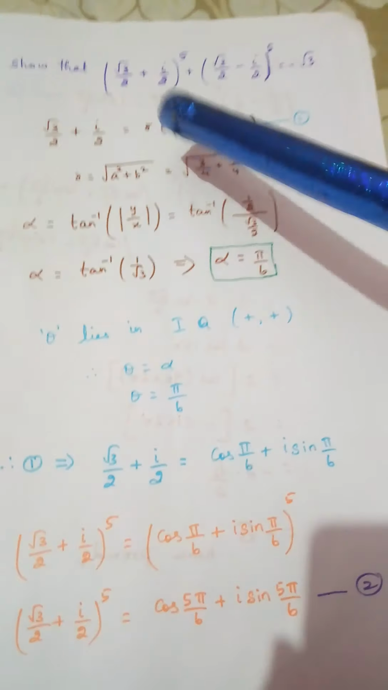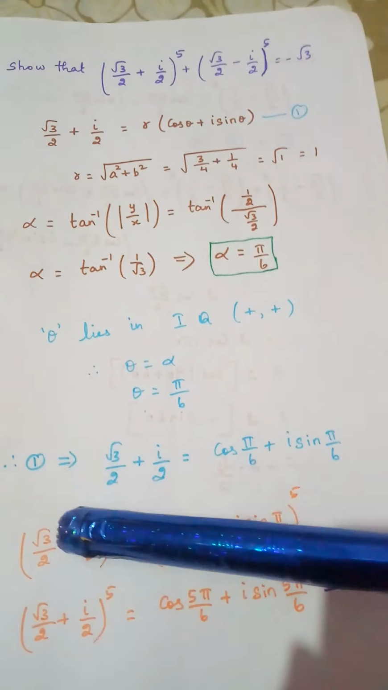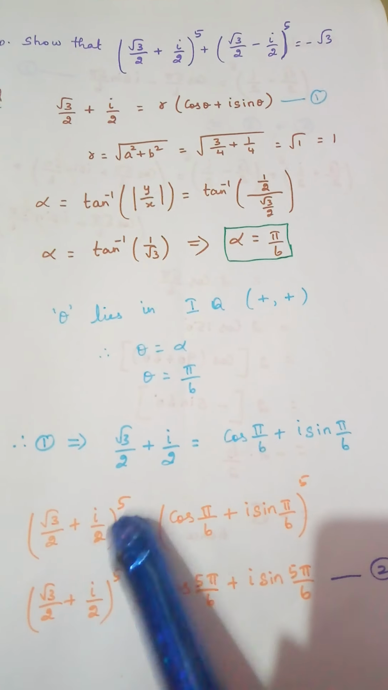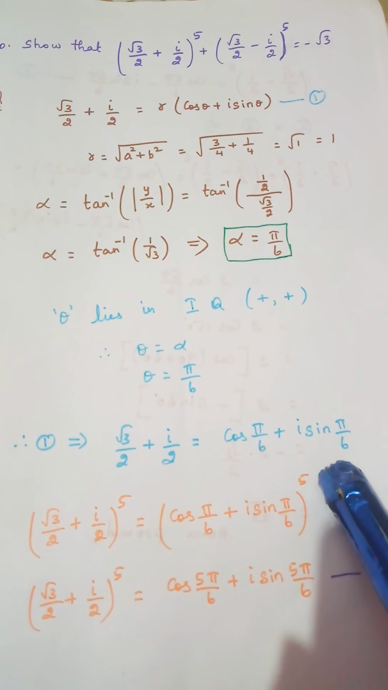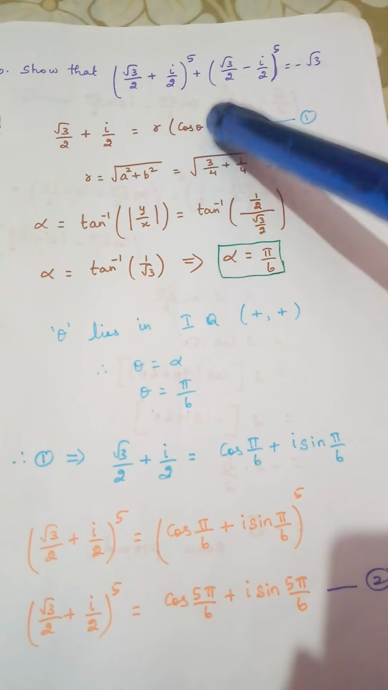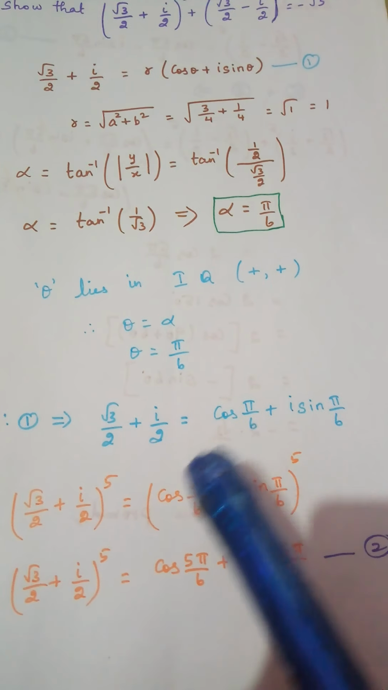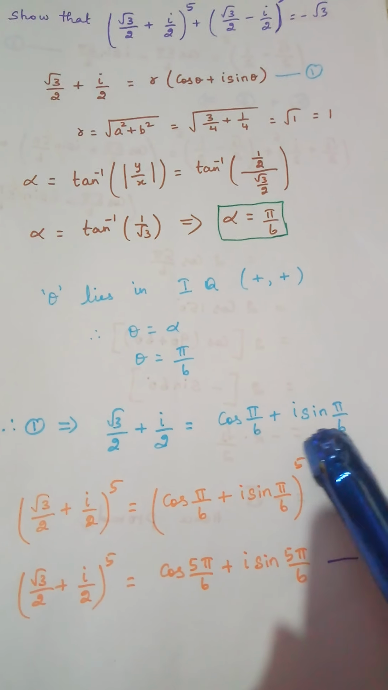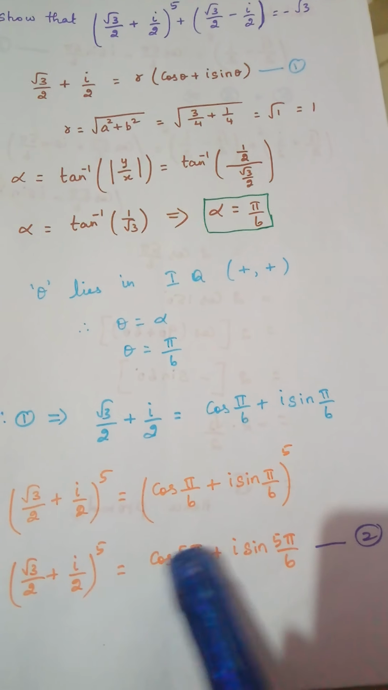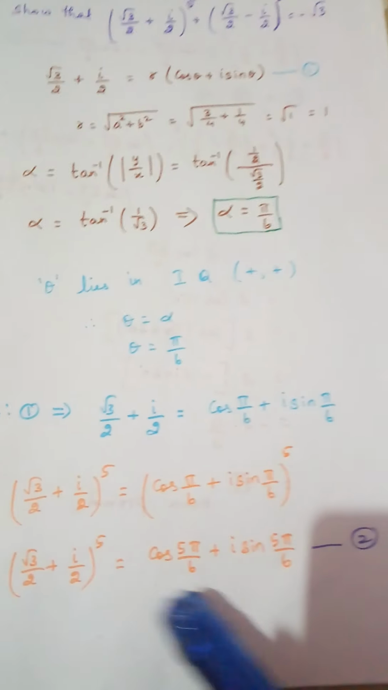Next, we are looking at the question. Just inside the bracket, we have taken the term and found its polar form. Now I am going to add the power also. So I write to the power 5 on both sides, because power 5 is given in the question. Next, what is De Moivre's theorem? We have seen it in the previous class: the power can be brought inside. So I take the power inside: cos 5 pi by 6 plus i sin 5 pi by 6. This is taken as equation number 2.